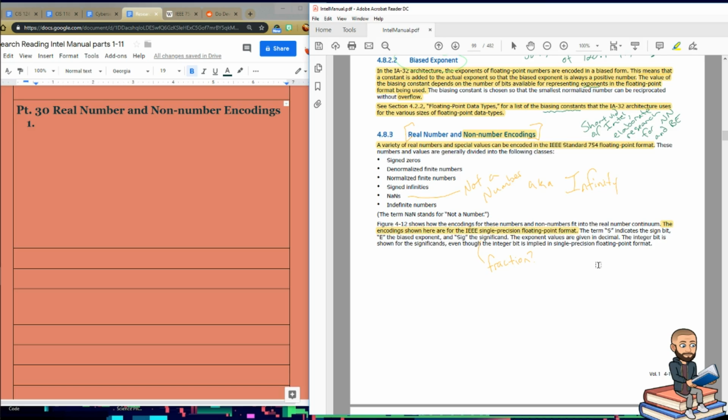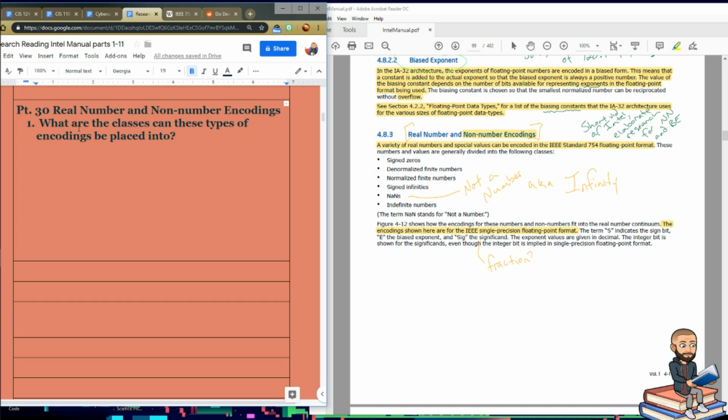The term S indicates the sign bit, E is for exponent, sig is for significand, and the exponent values are given in decimal. And then the integer bit is shown for the significand, even though the integer bit is implied in single precision floating point format. So they're just telling us they're about to show us the integer bit, even though it doesn't actually exist down at that low level. So maybe a good question for that first section, the introduction 4.8.3 section, could be: what classes can these types of encodings be placed into? And there's 6 of them right there.